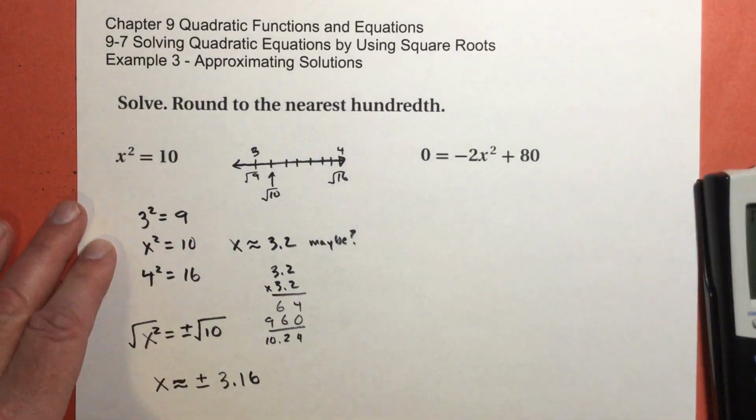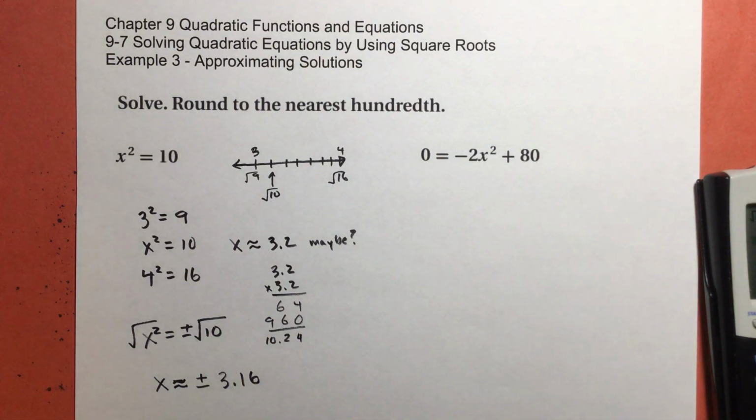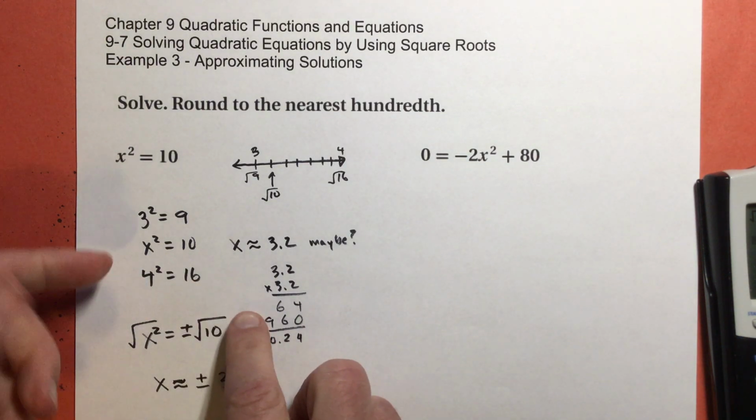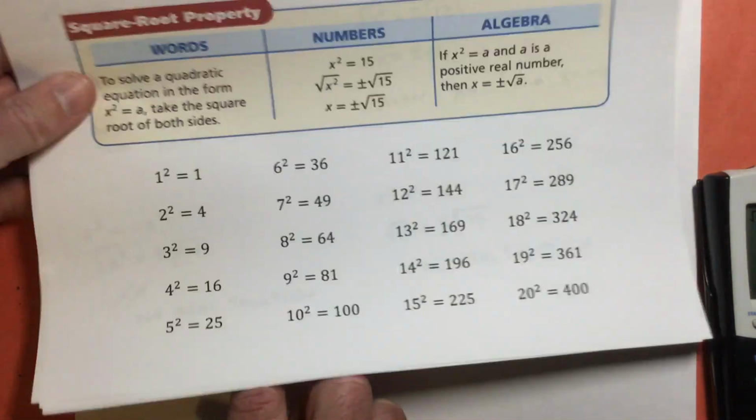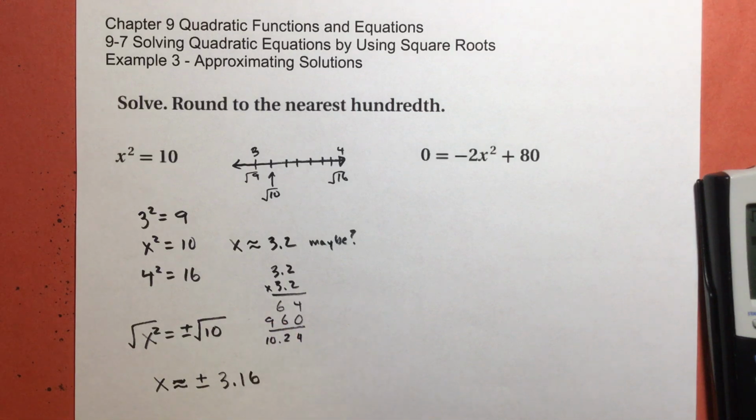I get two numbers, one's positive, one's negative, 3.16. So a couple of things I want to take away from this, okay? First of all, this gives us square roots of numbers that are not on my sheet. Square roots of numbers that are not perfect squares. All of those I have to estimate. There's no way I can write the square root.